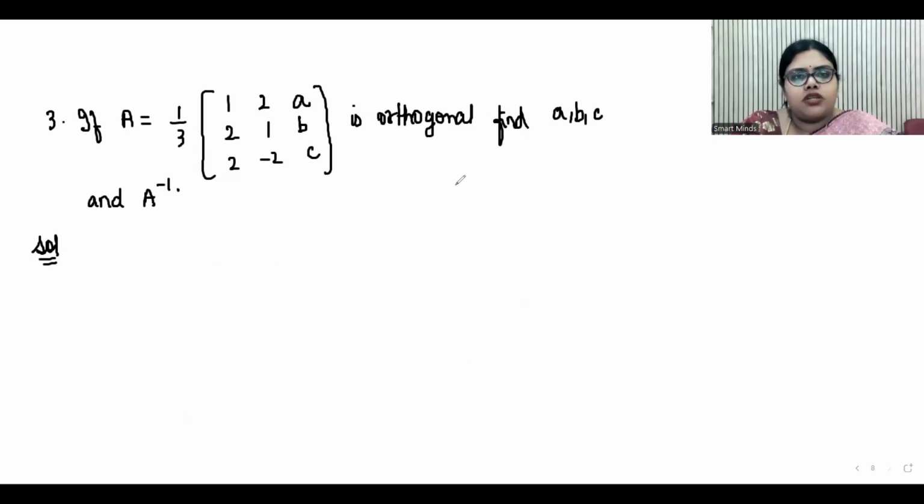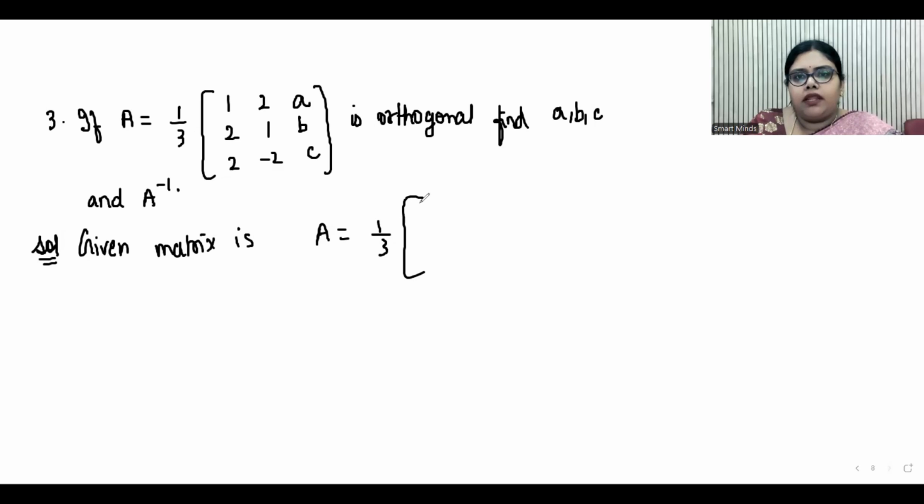Take the next question. If A is equal to 1 by 3 into [1 2 A; 2 1 B; 2 -2 C] is orthogonal, then find A, B, C and find A inverse. So first let us write the given matrix. The given matrix is A equal to 1 by 3 into [1 2 A; 2 1 B; 2 -2 C].